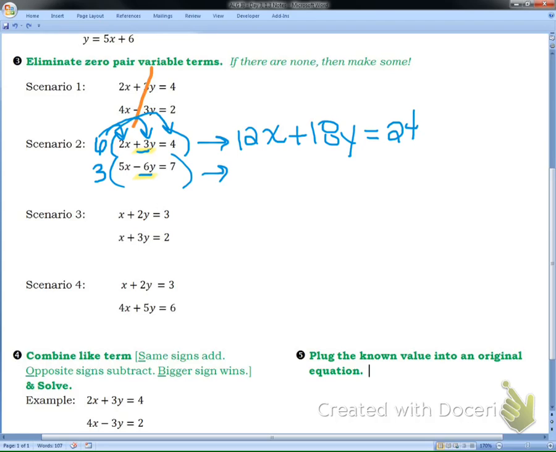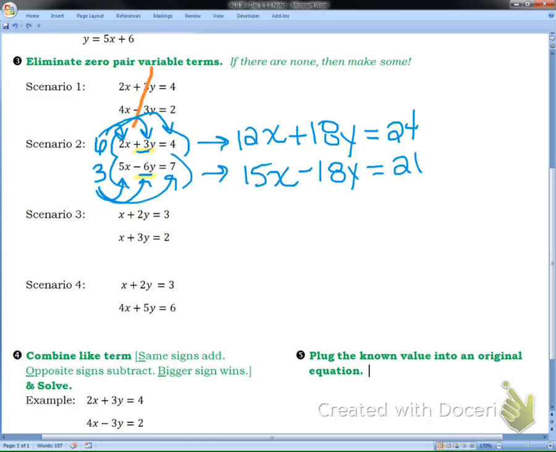Okay. Now we're ready for the bottom equation. I'm going to multiply that 3 to every term. 3 times 5x is 15x. 3 times -6. Do not forget that sign there. 3 times -6 equals -18y is equal to 3 times 7 is 21.